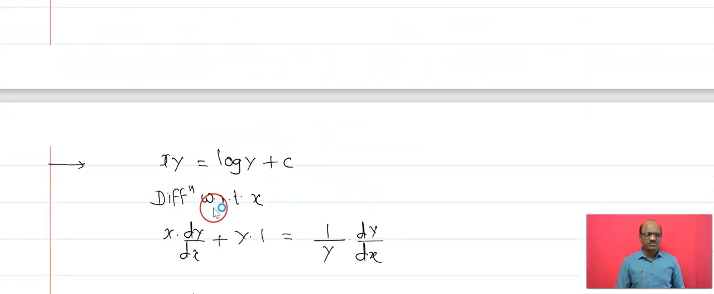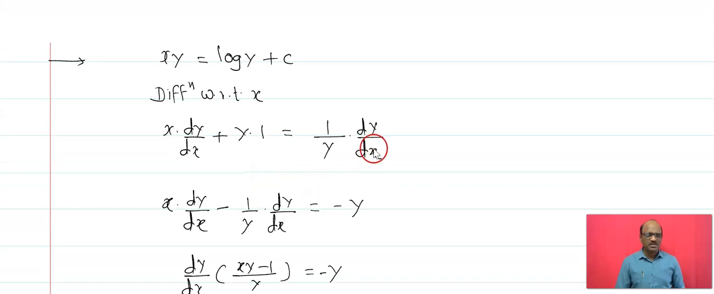Now differentiate this with respect to x. That is, differentiate xy is equal to log of y plus c. Apply the product rule. That is, first keep x as it is, derivative of y is dy by dx, plus y into derivative of x is 1, and that's equal to the derivative of log of y, which is 1 upon y into dy by dx, and the derivative of c, a constant, is 0.